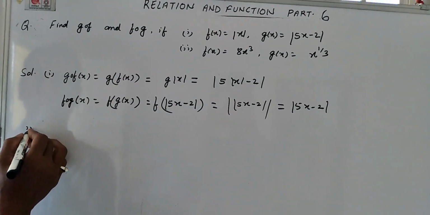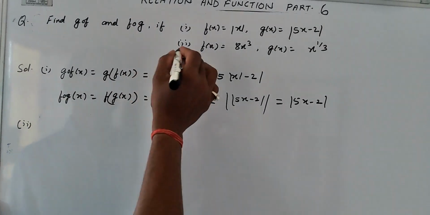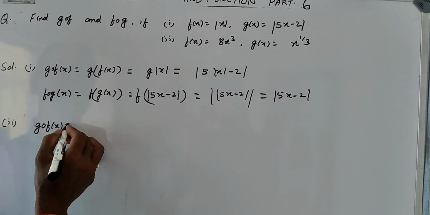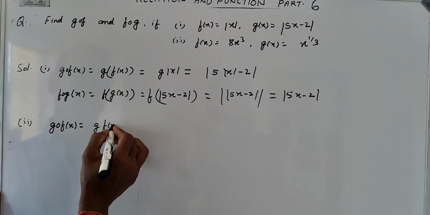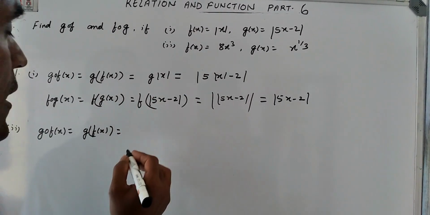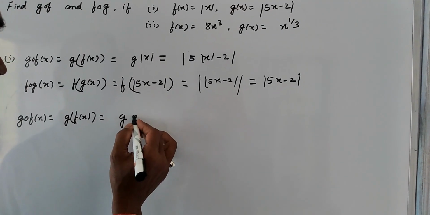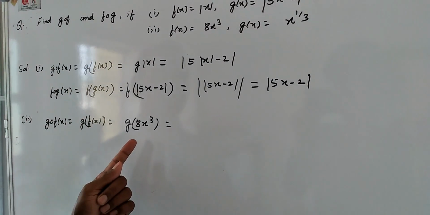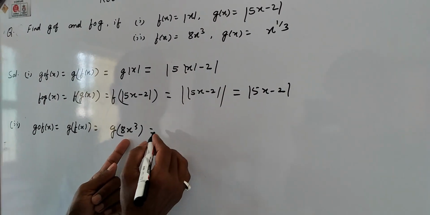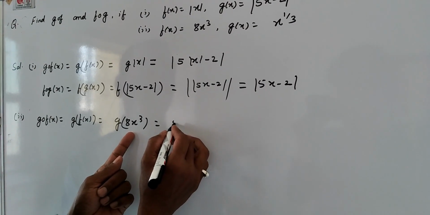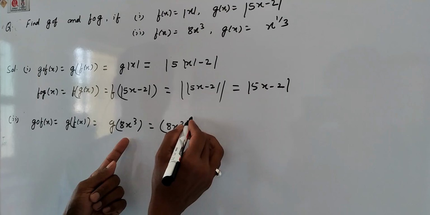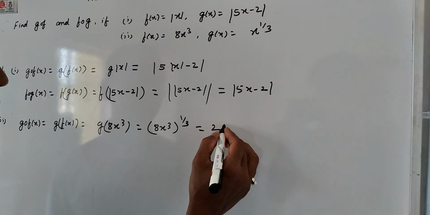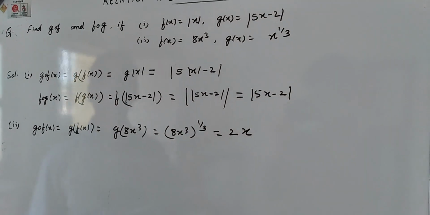Second part of this question, again g circle f of x equals g(f(x)). Here f(x) is 8x cube, so g(8x cube). Now apply g's function, so you replace x by 8x cube, you will get 8x cube whole to the power 1 by 3, the cube root. So cube root of 8 is 2, cube root of x cube is x. So this is your function.